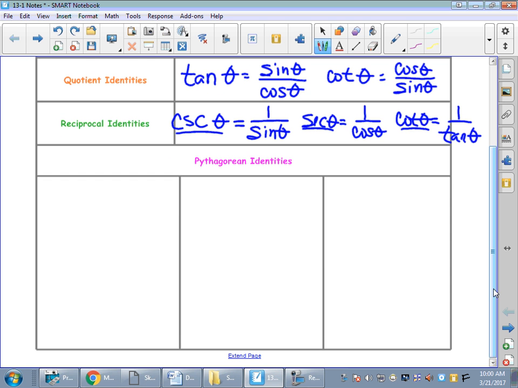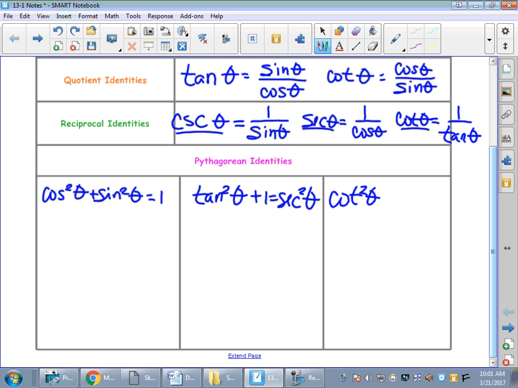The Pythagorean identities: there are actually three different relationships, and you'll see why we call it the Pythagorean theorem. The first one is written cosine squared theta plus sine squared theta is equal to 1. I'll explain this whole squared thing. Tangent squared theta plus 1 is equal to secant squared theta. And the last one is cotangent squared theta plus 1 is equal to cosecant squared theta.